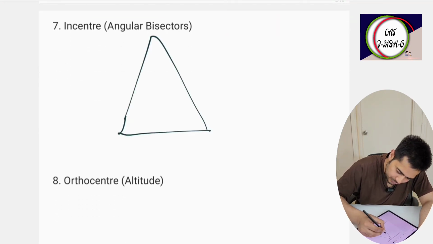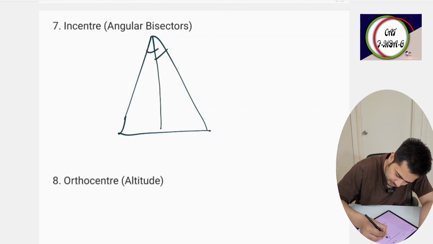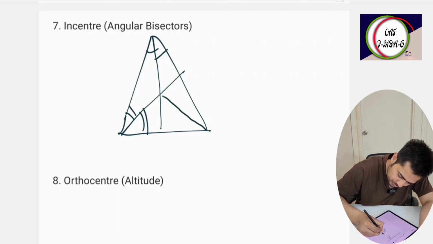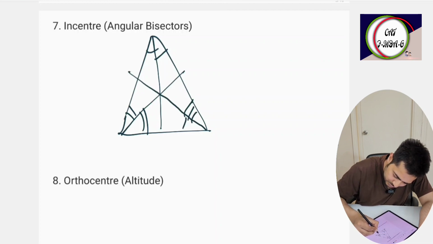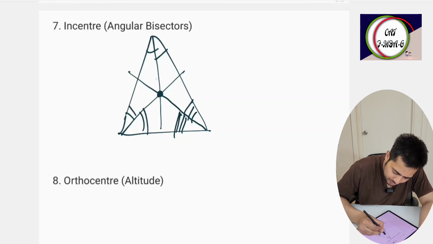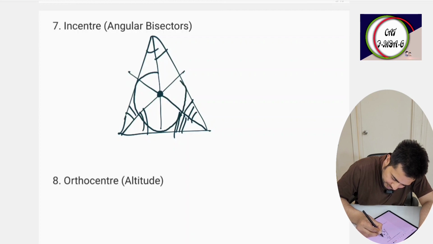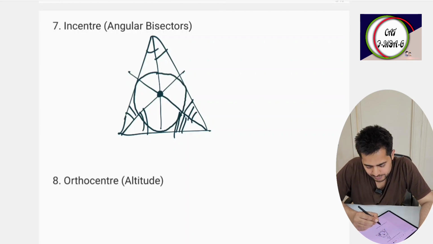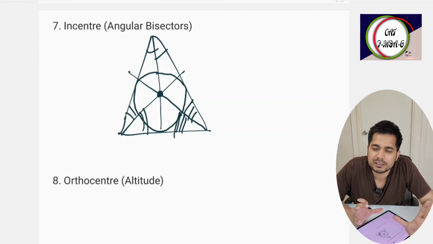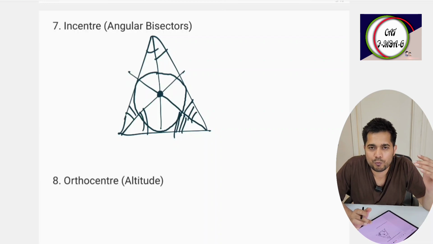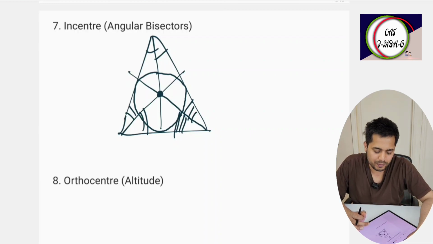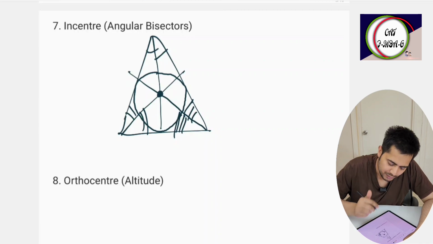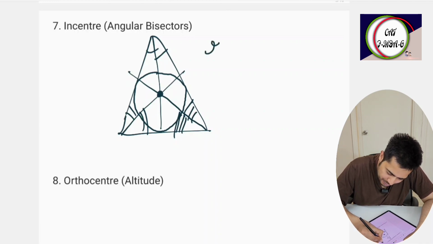A triangle is there. Draw the angular bisectors. This angle is equal to this angle, and this angle is equal to this angle. This is going to be the incenter, and the radius of the incenter, or inradius, is the radius of the largest circle that can be drawn within the triangle. Okay, that is why it is known as the incenter. It is represented by r.